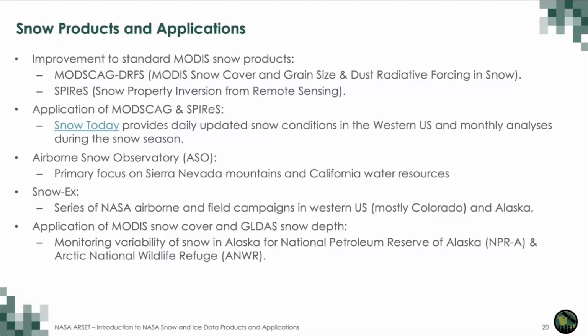We also talked about the Airborne Snow Observatory, which focuses primarily on the Sierra Nevada mountains and California water resources for snow observations, and SnowEx, which is a series of NASA airborne and field campaigns in Western US, mostly in Colorado, and also in Alaska. And finally, we saw application of MODIS snow cover and GLDAS snow depth in monitoring variability of snow in Alaska for the National Petroleum Reserve in Alaska and Arctic National Wildlife Refuge.